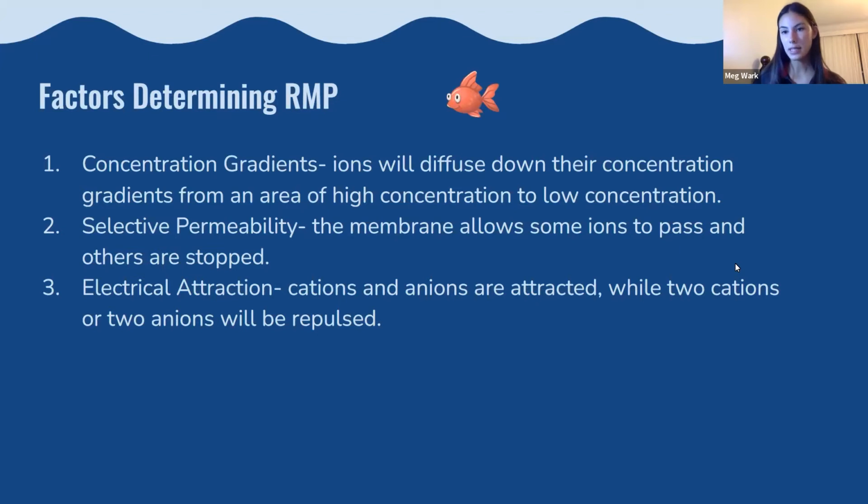So there are a few factors which create this resting membrane potential. We've got concentration gradients. That's the fact that ions will diffuse down their concentration gradients from an area of high concentration to low concentration. Selective permeability, that's the fact that the membrane will allow some ions to pass through while others are stopped. And finally, electrical attraction. That's a basic concept from chemistry: if you have a positive and a negative ion, they will be attracted, whereas if you have two positives or two negatives, they will be repulsed from each other.